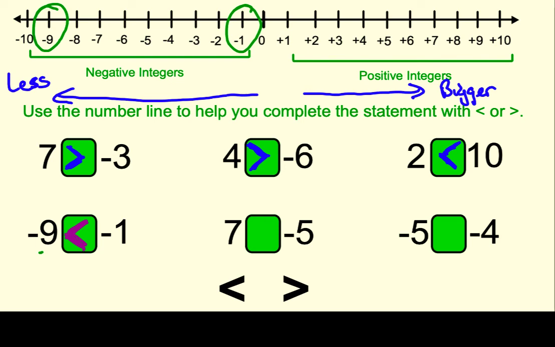Next one, 7 and negative 5. So we have positive 7 and negative 5. Well, the positive is always farther to the right than the negative, so 7 is always greater than negative 5.